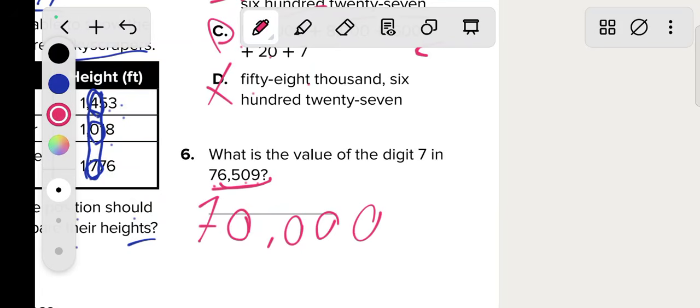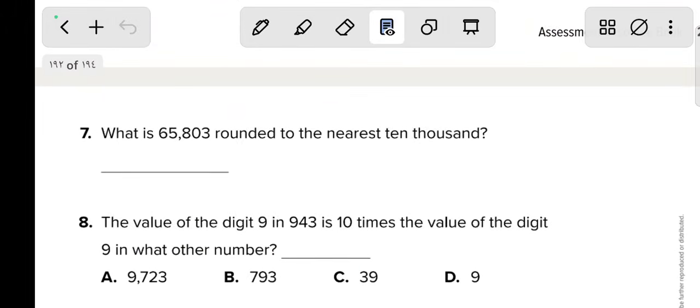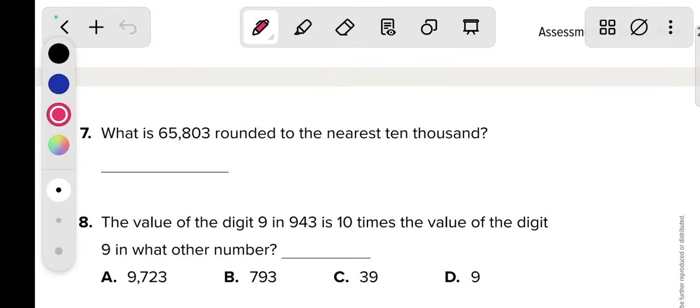Actually here he means, what is the 7 here? 70,000. What is the value of the 7 here? That means the 7 here is what? Okay.